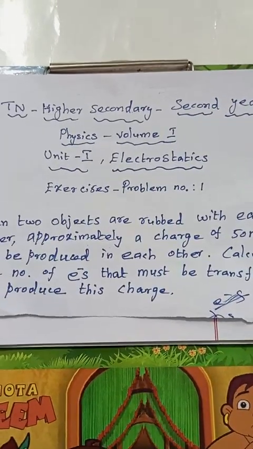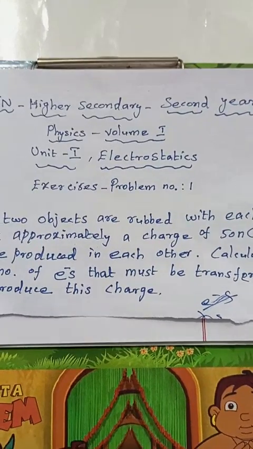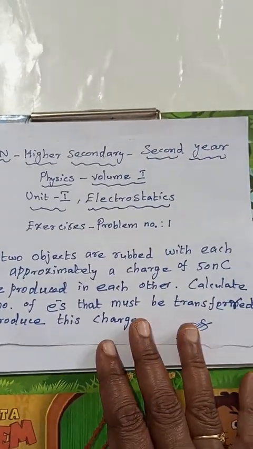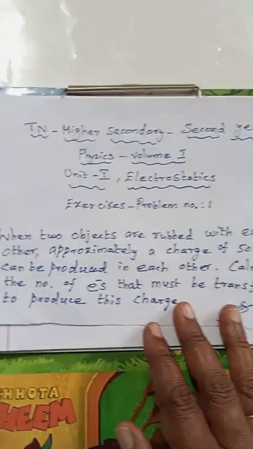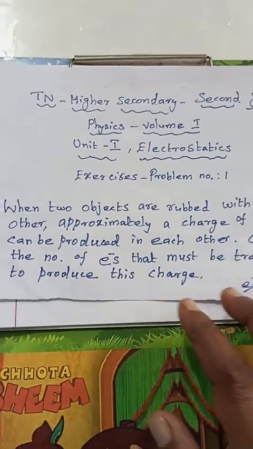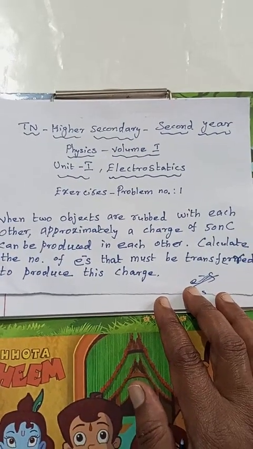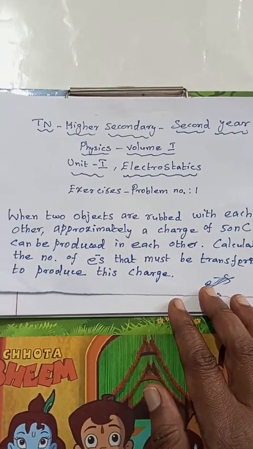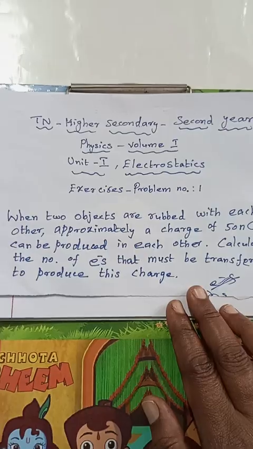Hello everyone. In this video we are going to discuss problem number 1 from Tamil Nadu Higher Secondary Second Year Physics Volume 1, Unit 1 Electrostatics. The problem is: when two objects are rubbed with each other, approximately a charge of 50 nanocoulombs can be produced in each other. Calculate the number of electrons that must be transferred to produce this charge.